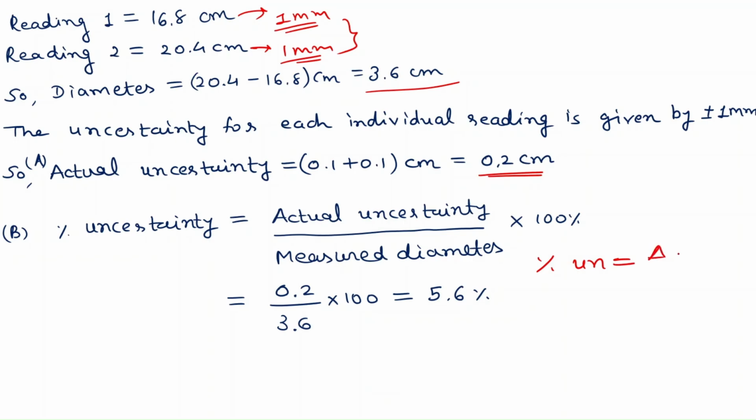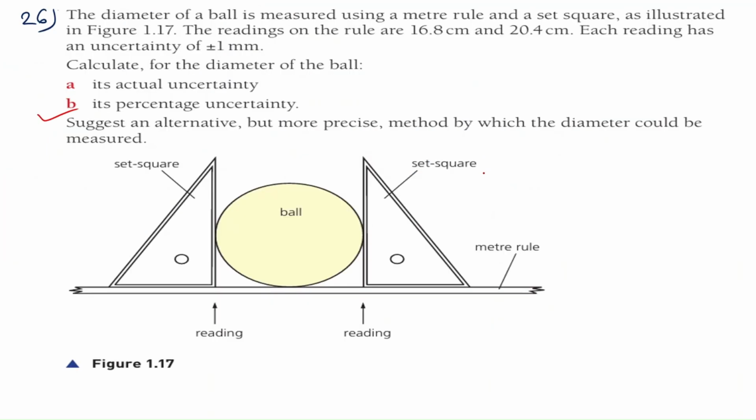We do it like this: delta d upon d into 100. It is like this, okay? We did it in our earlier questions as well, so I'm not going into depth. So this is about the percentage uncertainty, and this is the actual one. And this is the answer to question 26.